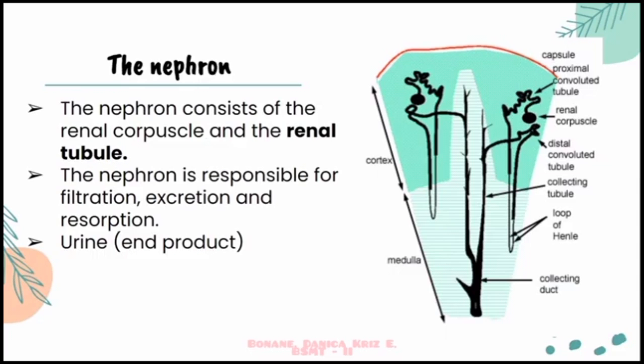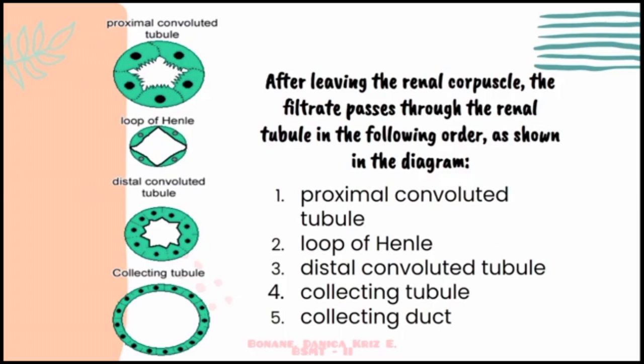A nephron is the basic structural and functional unit of the kidneys that regulates water and soluble substances in the blood by filtering the blood, reabsorbing what is needed, and excreting the rest as urine. After leaving the renal corpuscle, the filtrate passes through the renal tubule in the following order as shown in the diagram. First is the proximal convoluted tubule, then the loop of Henle, the distal convoluted tubule, and the collecting duct.